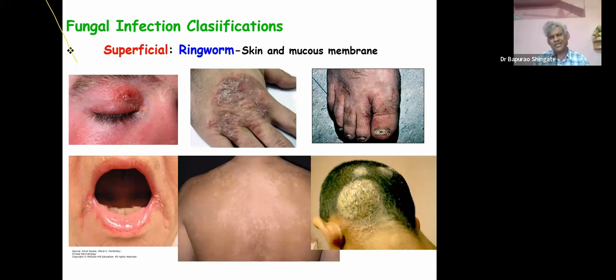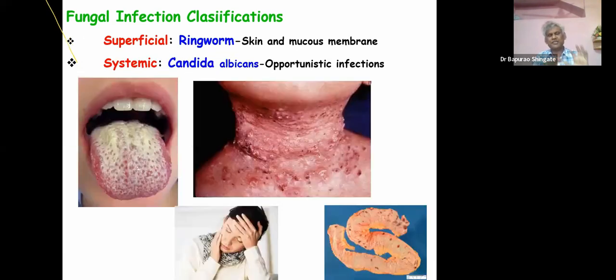One is superficial, and we have seen on the hands or legs or eyes of various people such types of ringworms. And this is superficial. Another type of fungal infection is systemic fungal infection, which occurs by fungi such as Candida albicans, which is an opportunistic fungal infection.